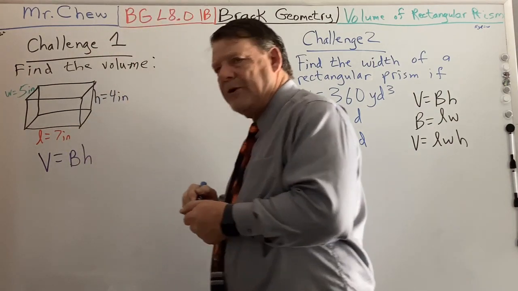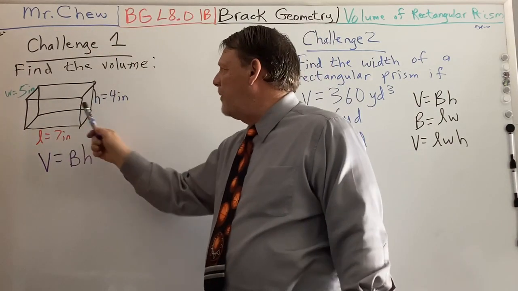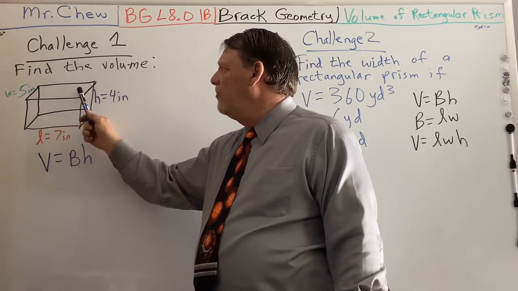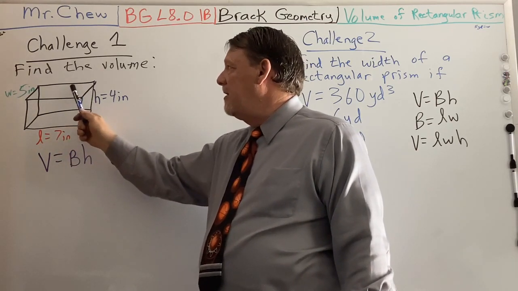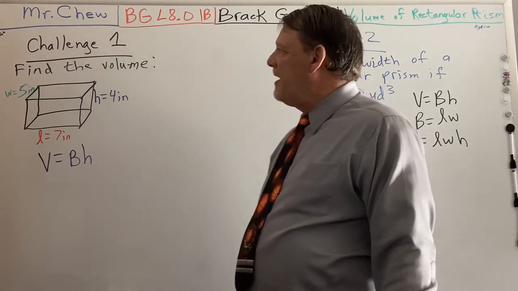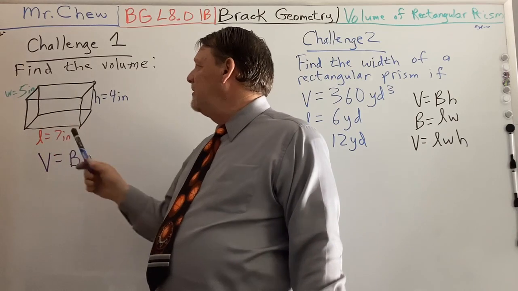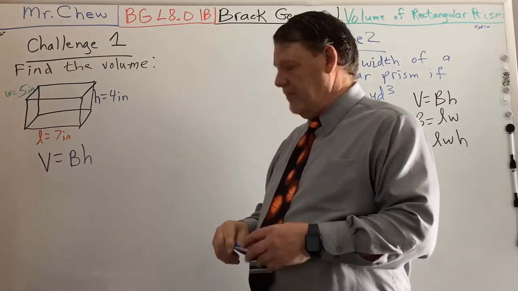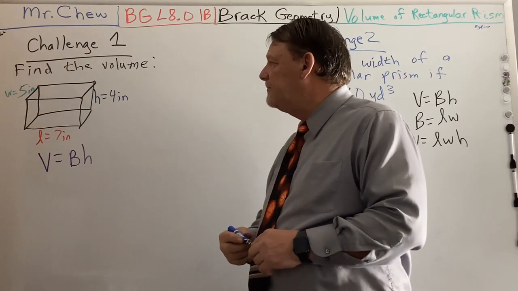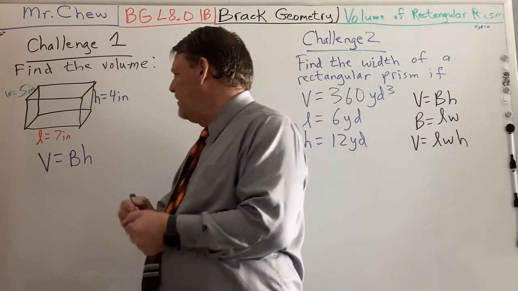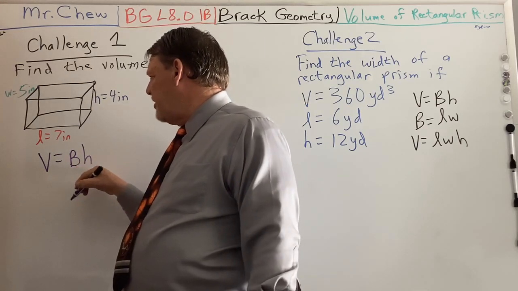Remember, a rectangular prism just means that it has a base of a rectangle and all four faces, and the other base, are all rectangles as well. So we have to be given the width, the height, and the length to find the volume. So in this case, we have volume equals the base area times the height.